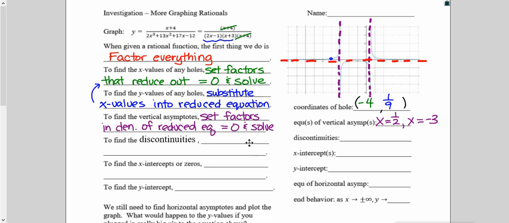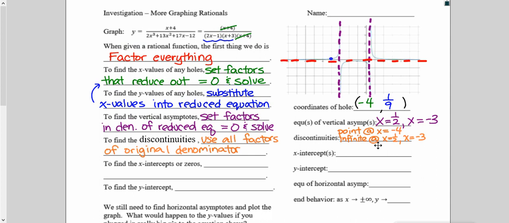Next, I'm going to state the discontinuities, and I already know what all of them are. They are the vertical asymptotes and the holes, or all of the original zeros of the denominator. So whether they reduced out or not, if they were in the bottom, this 1/2, the -3, and the -4 would all make division by 0. So they're all going to be listed as discontinuities.